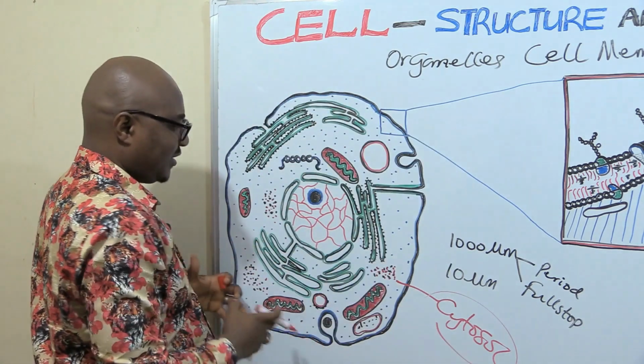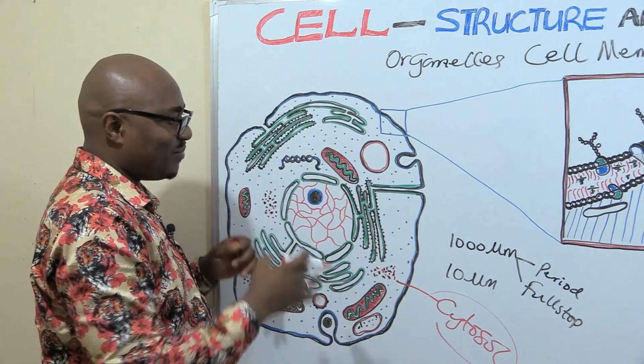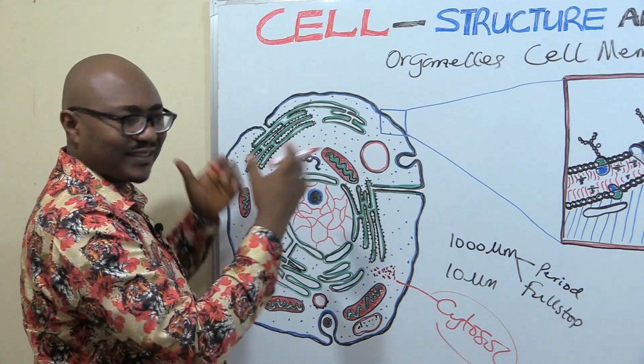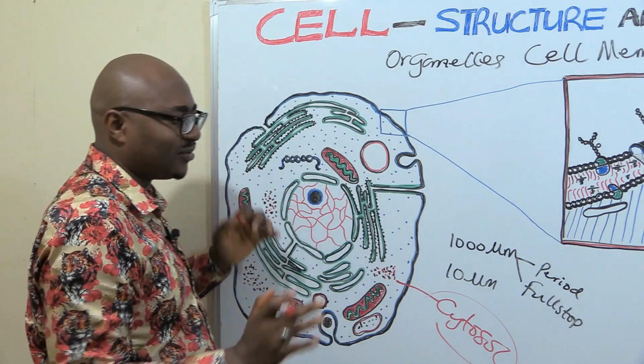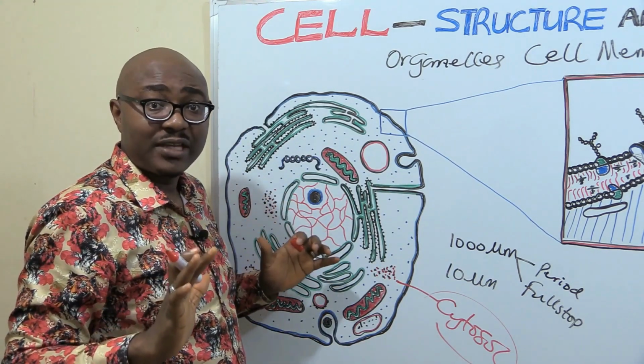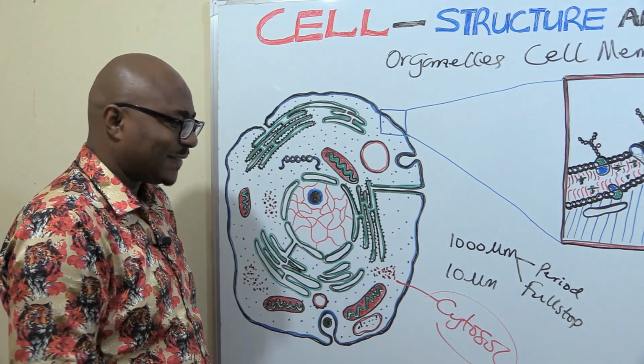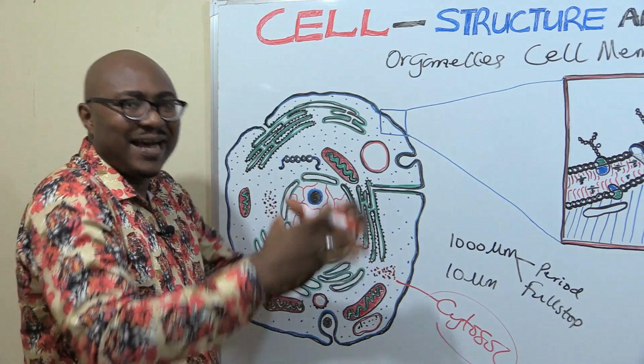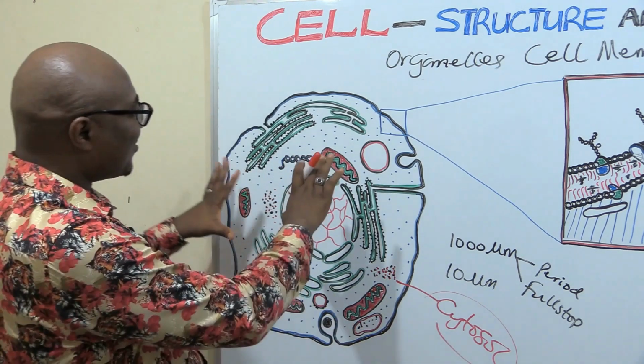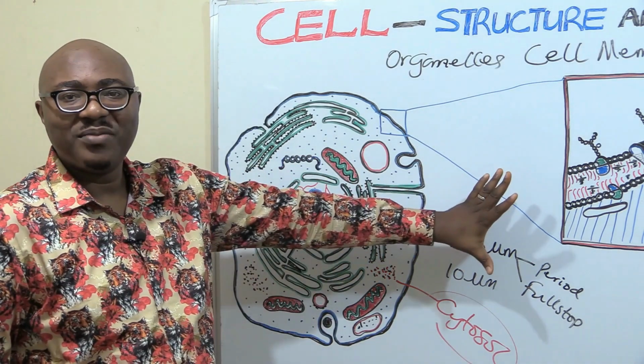So when you remove the cell membrane, everything just scatters, like spilling water around. So the cell cannot exist without the cell membrane. That's why it's the most important. It's what makes the cell an entity in itself. So we're going to be looking at the cell membrane.